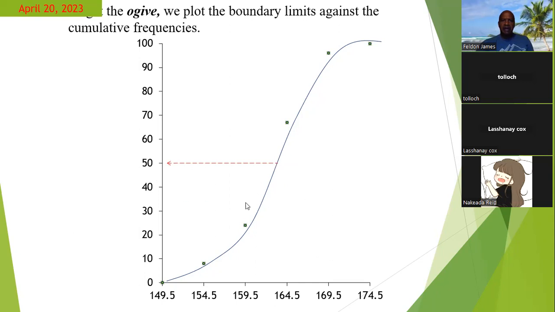So for our median value using the curve, what we do is look for the mid value of the frequency. For the frequency column, you have from 0 up to 100. So the mid value from 0 to 100 would be 50. So you look for that mid value.